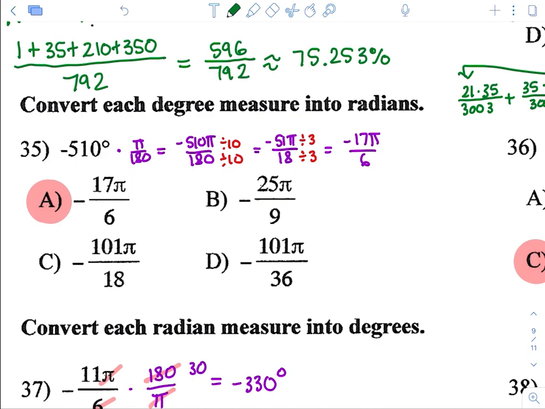If you find a bigger number, that's fine as well. But I initially saw that you could divide top and bottom by 10 to get negative 51 pi over 18. Then I noticed you could divide both top and bottom by 3 for negative 17 pi over 6. So that's 35.